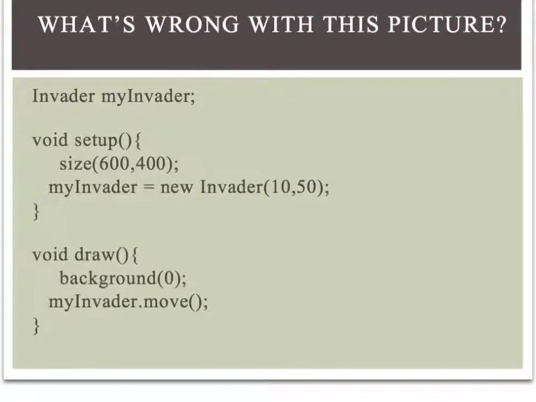And finally, what's wrong with this picture? I can tell you that this code will run, but you won't really see what you'll expect to see. If you were looking carefully, you might have noticed that the invader is instantiated properly, the scope is there so that we can see myInvader from all parts of your code, but we've never told the invader to display. So you're going to get a whole big screen of, well, nothing.